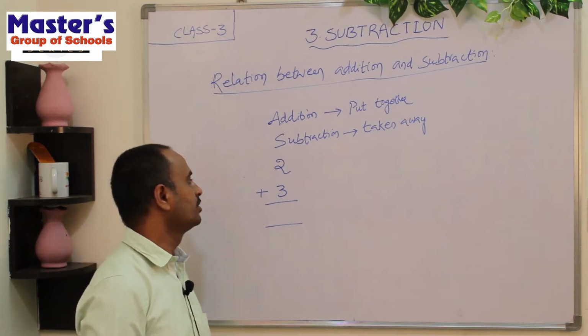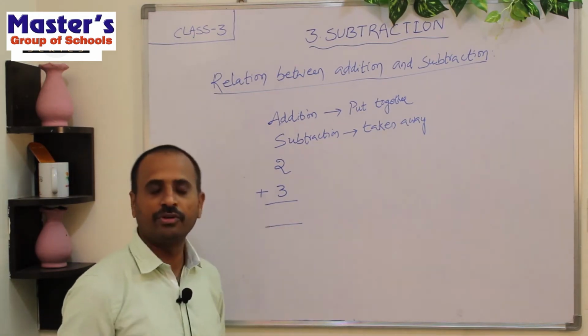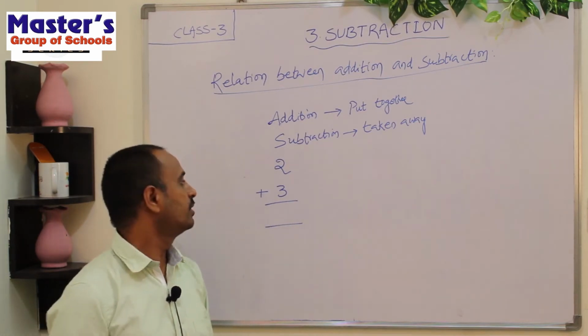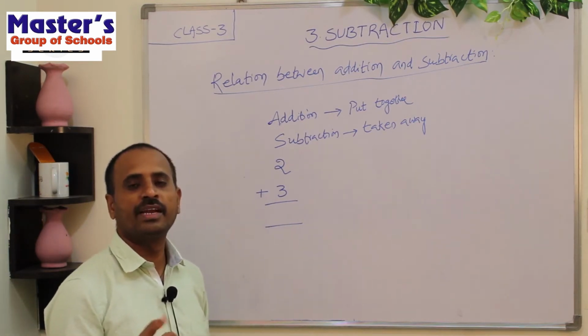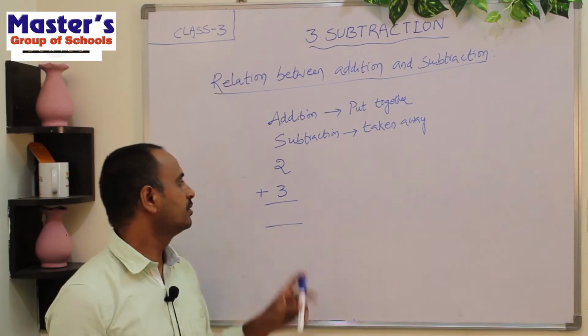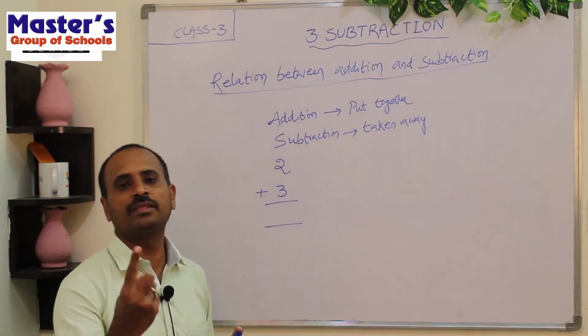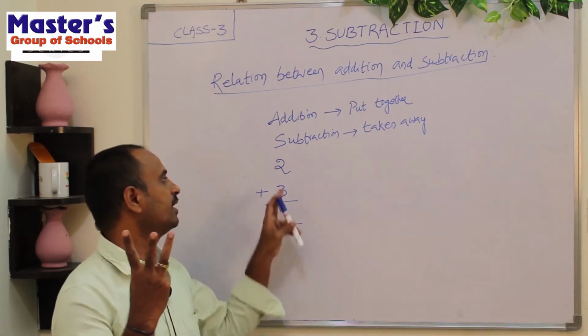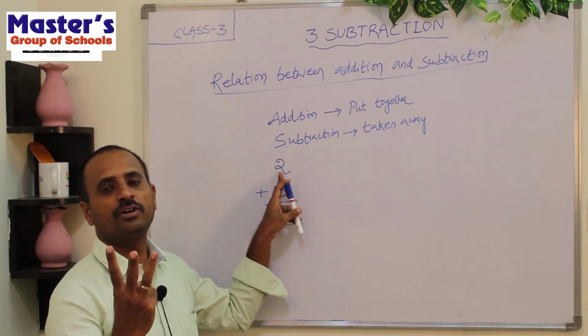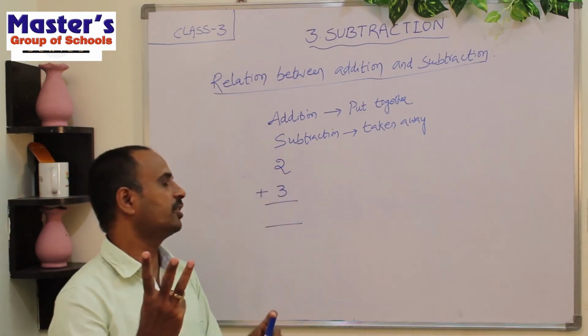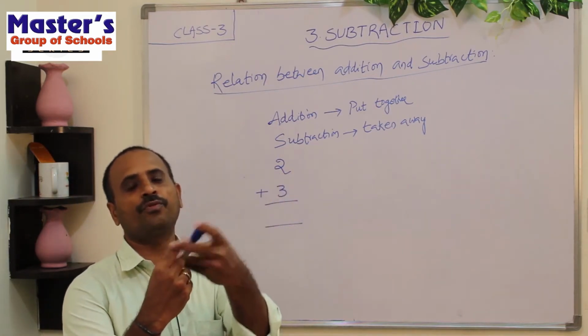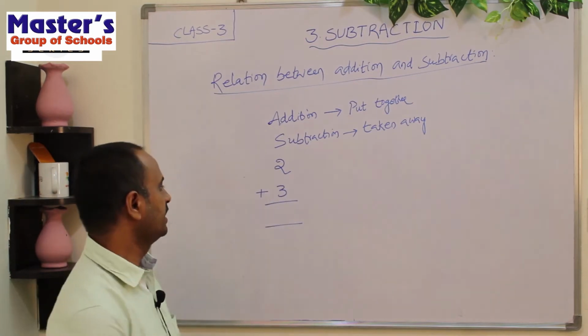How much will you get? If you add 3 to 2, how will you add? What is the second number here? 3. So open 3 fingers of your hand. And what is the first digit? 2. After 2, what will you get? 3. So start counting from 3: 3, 4, 5. So the answer is 5.